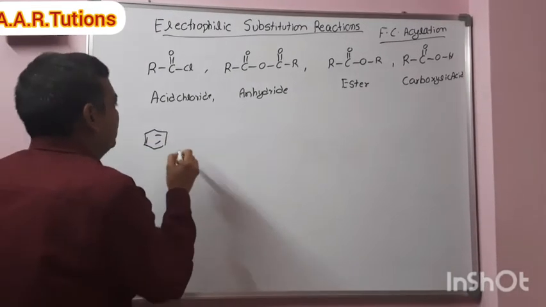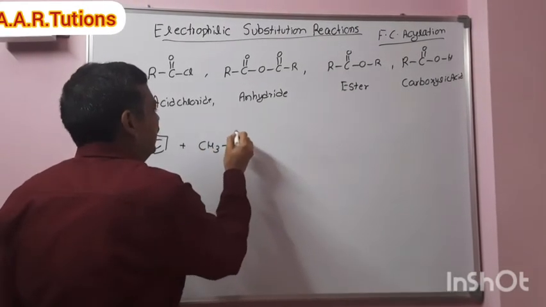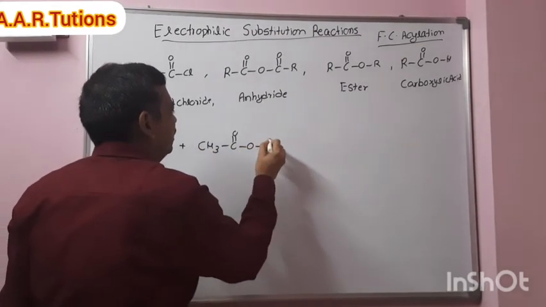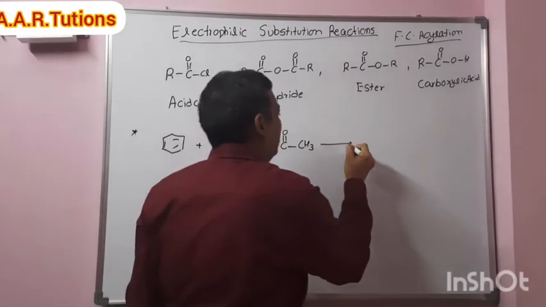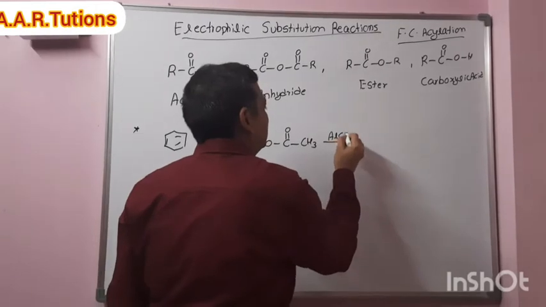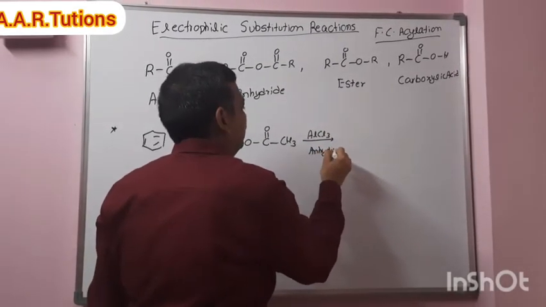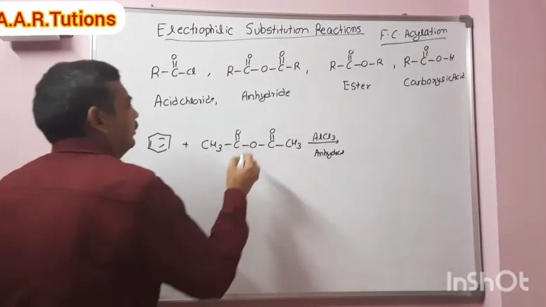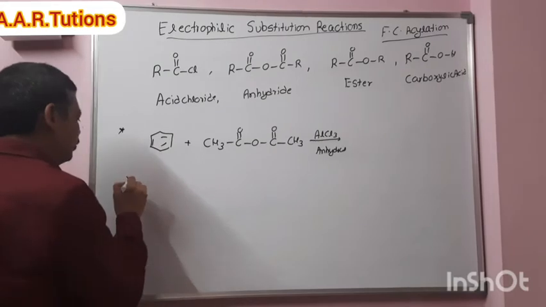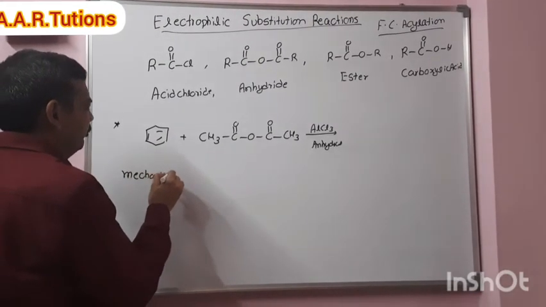Next problem, benzene. We will use anhydrides here. Acetic anhydride. Benzene reacts with acetic anhydride in presence of Lewis acid, AlCl3, anhydrous. What is the product formed? So we will write the mechanism for only the first step.